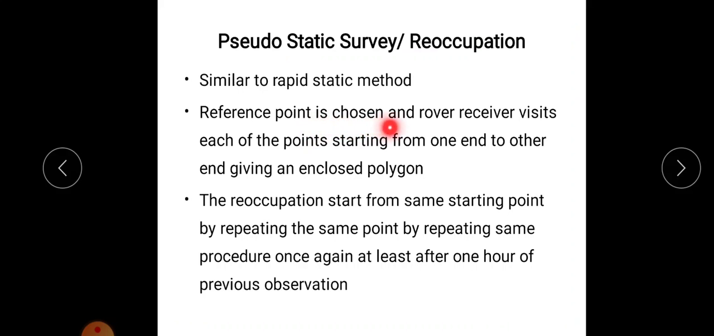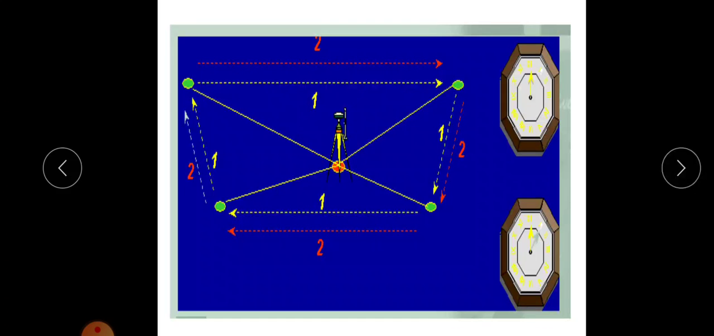That is, a reference point is chosen and the rover receiver visits each of the points starting from one end to the other end, giving an enclosed polygon. Also, the reoccupation starts from the same starting point by repeating the same procedure once again. This is the path followed in the first cycle, and in the second cycle the rover follows the same path a second time, marked as 2. The rover starts from here, then here, and completes the polygon.